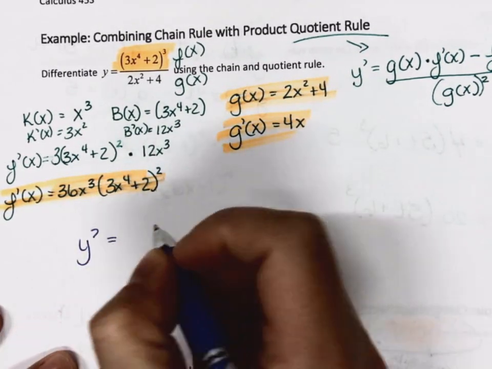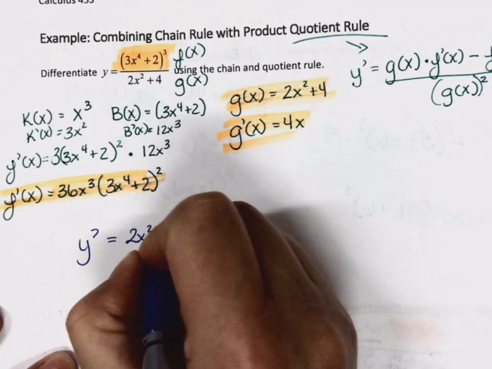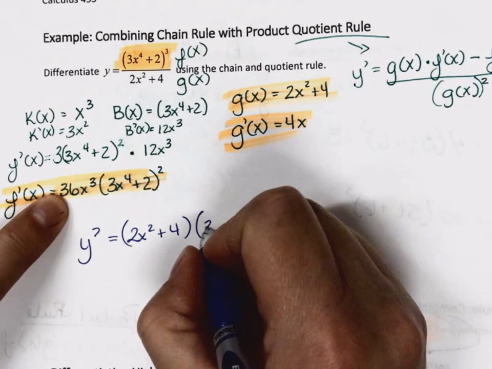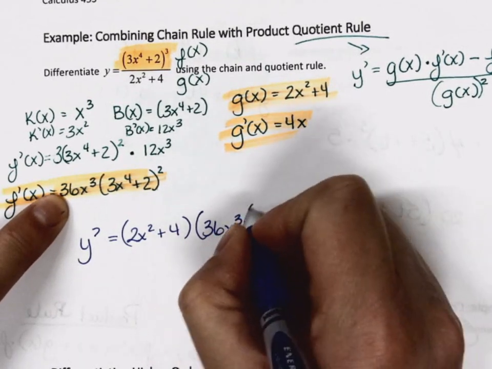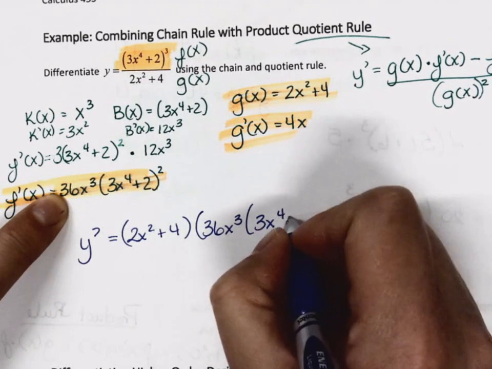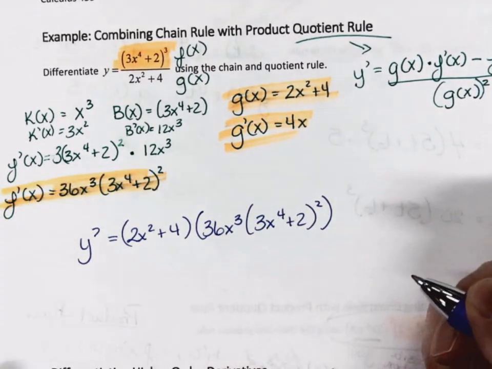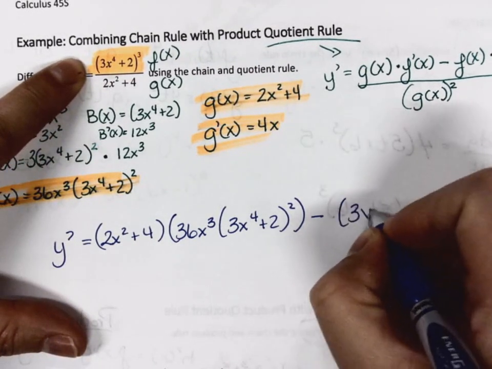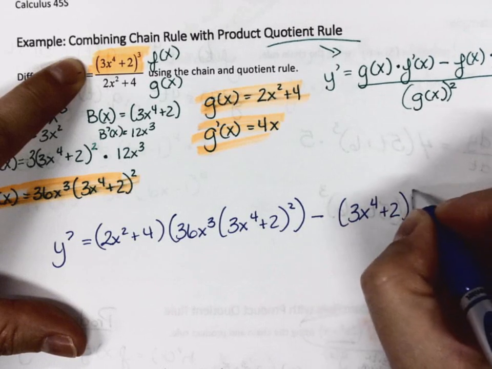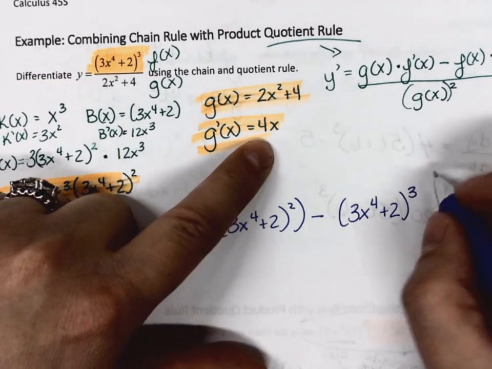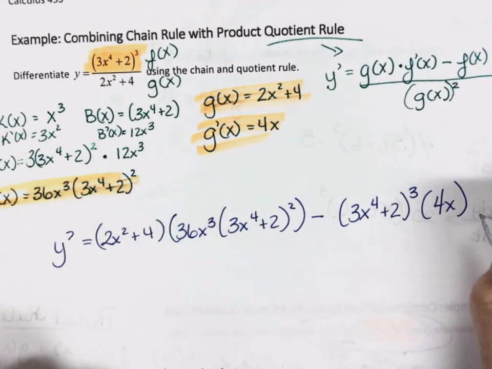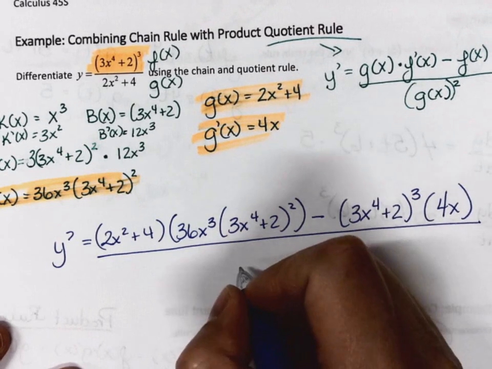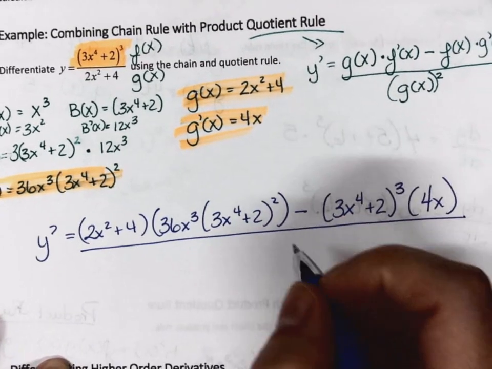So y prime is equal to g of x original, so 2x squared plus 4, times the derivative of f of x, which is 36x cubed, 3x to the exponent of 4 plus 2, squared, close my brackets, subtract the original f of x, which is 3x to the exponent 4 plus 2, cubed, times the derivative of the g of x. The good thing is we don't have to simplify any of this. Divided by the original g of x, but squared.